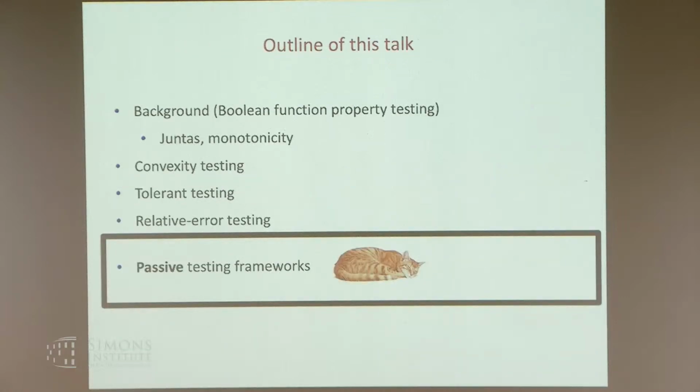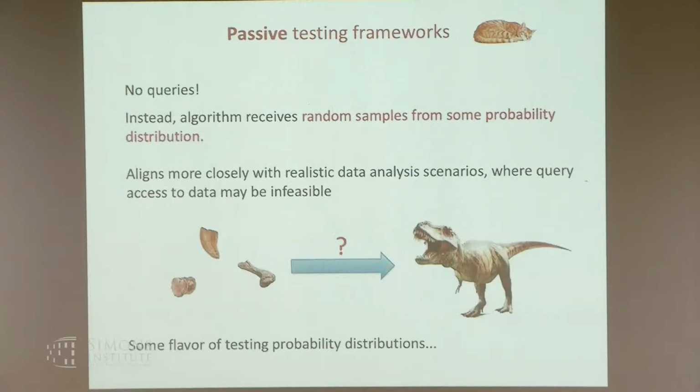Okay, so time is passing, and I should get on to the last topic of the talk, which is a melange of a couple of different passive testing frameworks. So we're going to change the game now and make testing more challenging by taking away the tester's ability to actively query points that it's interested in. Okay, so no queries anymore.